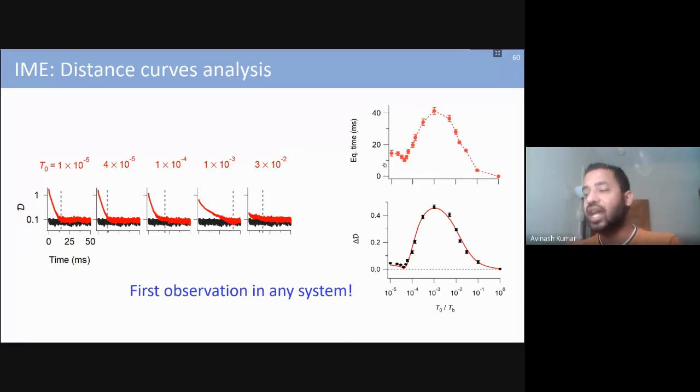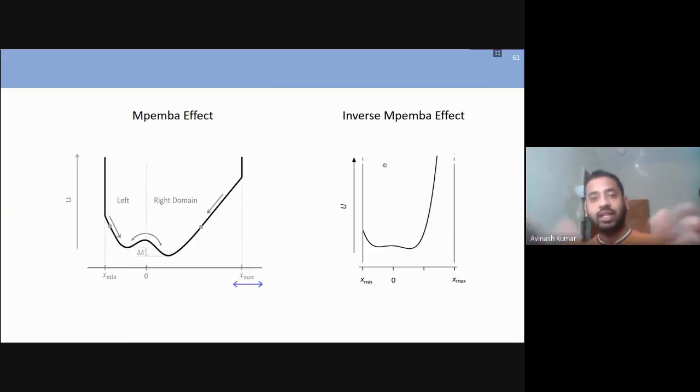I mean, in any kind of system. So we are glad that we could see this effect in colloidal systems. So now if you take a step back and look at the Mpemba effect and the inverse Mpemba effect, then one common thing that you can figure out from these experiments is that they had a certain kind of asymmetry in their potential.